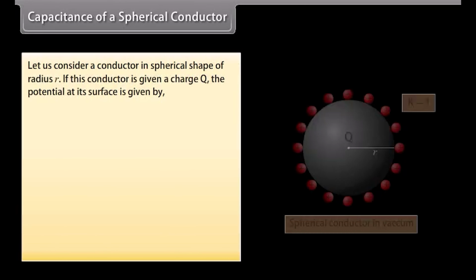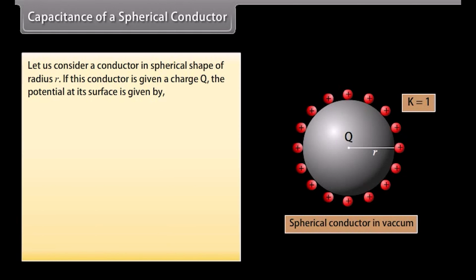Capacitance of a spherical conductor. Let us consider a conductor in spherical shape of radius r. If this conductor is given a charge Q, the potential at its surface is given by V is equal to 1 upon 4 pi epsilon naught multiplied by Q upon R. It can be written as Q is equal to the product of 4 pi epsilon naught R and V.